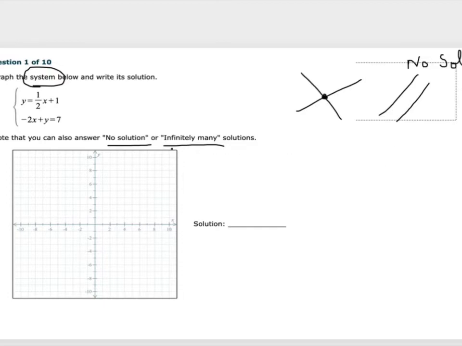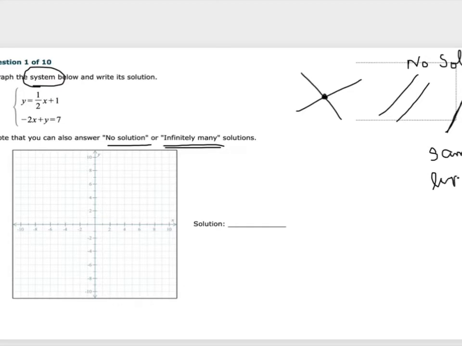If we have an infinitely many solution situation, that means that these two lines are actually the exact same line. So if they're the same line, I hope you're going to be taking real good notes on this, because you're going to be using these notes to do 10 problems on your own. I'm going to go through these 10 problems in great detail, and then you're going to have 10 to do on your own.